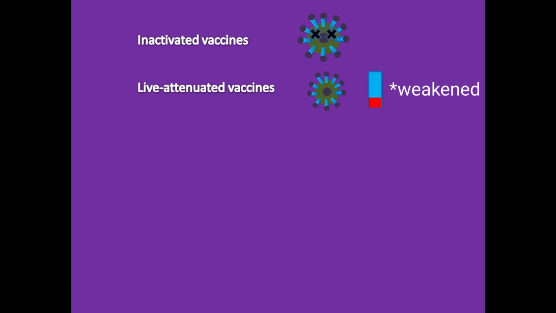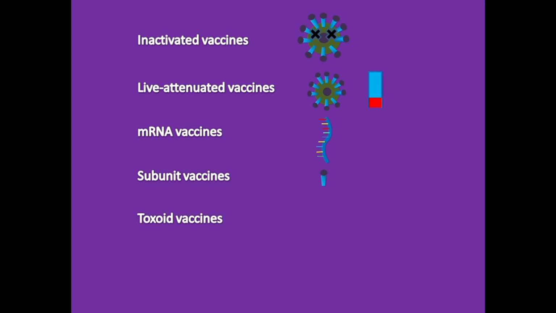Inactivated vaccines involving killed pathogens, live attenuated vaccines where the pathogen is weakened, mRNA vaccines involving the mRNA of the pathogen, subunit vaccines involving portions of the pathogen, toxoid vaccines involving the toxins released by the pathogen, and viral vector vaccines which involve a viral vector to deliver a specific type of genetic material.